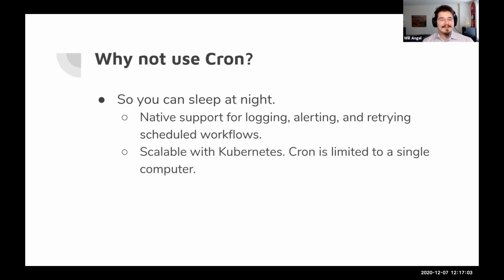The second reason is scalability. Cron is limited to a single computer, so you can get around that, but it starts getting really complicated. Whereas with Airflow, you can stick it on a Kubernetes cluster and get a lot more scalability, as well as the reliability that comes with that. That said, you also can run Airflow on a single machine and just have the improved logging and alerting without having to really get into any of the operations needed to support a Kubernetes cluster.